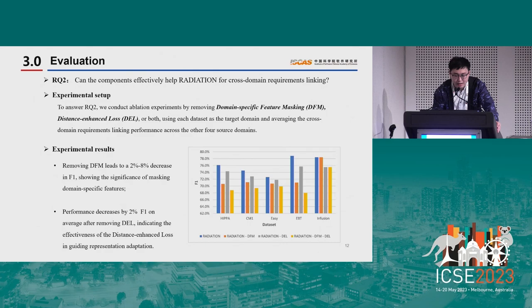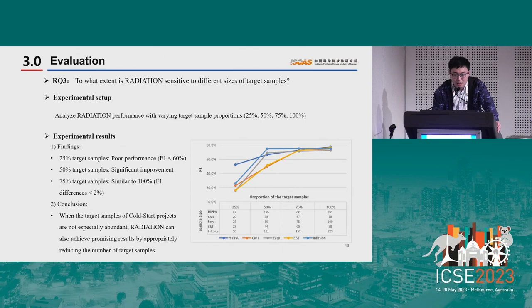RQ3 is to investigate whether performance will decline if we decrease the number of target samples. The results show that using 25% of target samples results in poor performance. However, there is a significant improvement when using 55% target samples. Furthermore, using 75% of target samples yields a performance similar to 100% of samples. So it implies that when the target samples of co-star projects are not especially abundant, RedAsian can also achieve promising results by appropriately reducing the number of target samples.